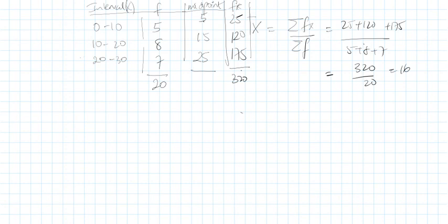Then the formula says that you need to do f times x. So you multiply the f by the x, and then you get fx. So 5 times 5 here, 8 times 15, 7 times 25. You add them because you need to find the sum of fx. Then in the denominator you have sum of f, so you add all the frequencies, then you use the formula. All right. So that was how you find the mean if you have grouped data.